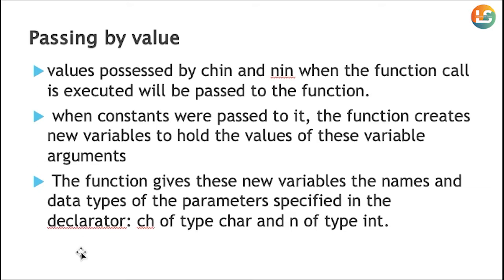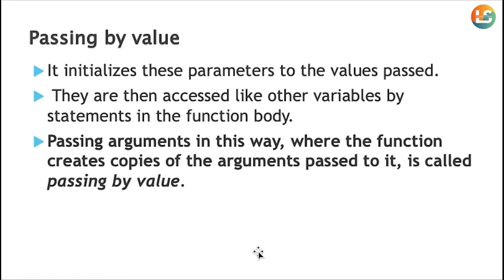Whenever you are sending your data or passing parameters to a function, you have different methods to pass your parameters. One is pass by value and the second is pass by reference. Pass by value works like this: it creates a copy of the parameters you are sending. For example, the main function is sending some data, then your function will create a copy of that data and work on the copy. It does not work on the original data.